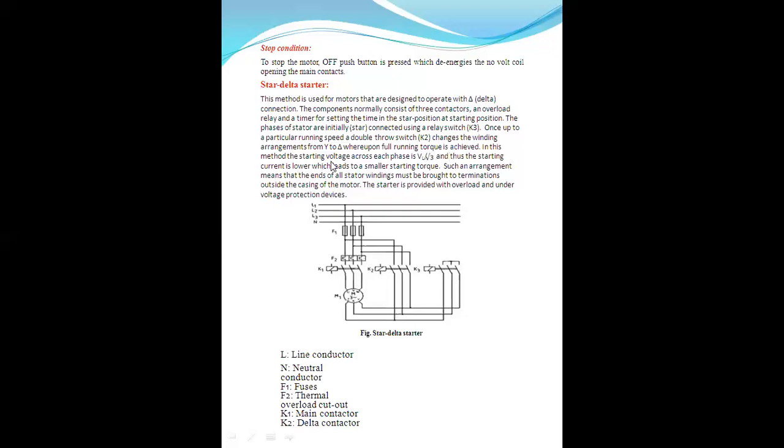In this method, the starting voltage across each phase is VL by root 3, that is line voltage by root 3, and thus the starting current is lower, which leads to a smaller starting torque. As the voltage is reduced by VL by root 3, the starting current gets reduced and also leads to a smaller starting torque, because it is star.